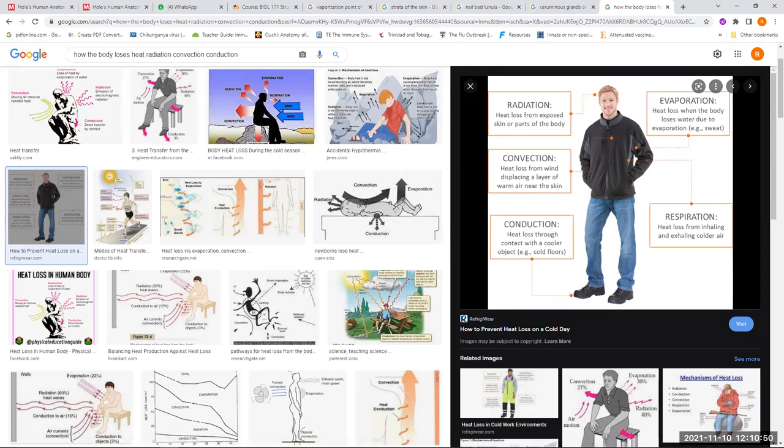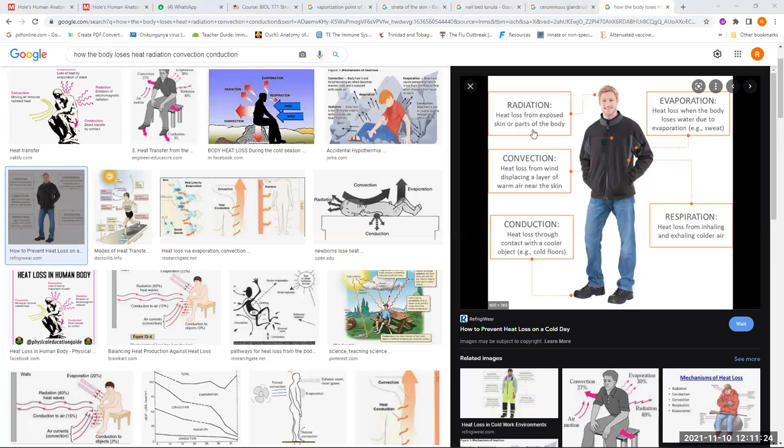Just the fact that your skin is exposed, heat is lost from these exposed portions to the air itself. So you have the movement of heat from your body to the air, and that is radiation. As you often hear, the heat is radiating off of your body. Convection is when the air is moving that heat, and the constant removal of that heat by wind is convection.